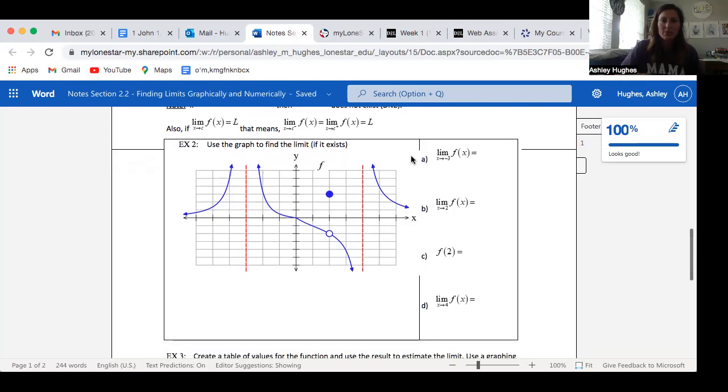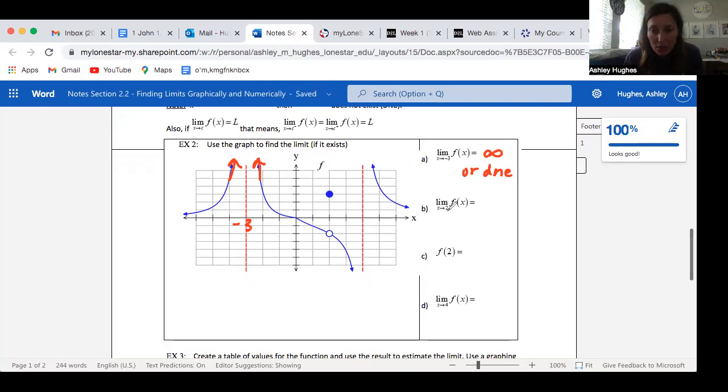Okay, use the graph to find the limit if it exists. So let's look at this one. I have the limit as x goes to -3. Here's -3 right here. I see these arrows going up, up, up. That means I'm approaching infinity, and I'm going to infinity from both sides. So I can say infinity, or you can say does not exist. Technically, it doesn't approach a number. It keeps getting bigger without bound.